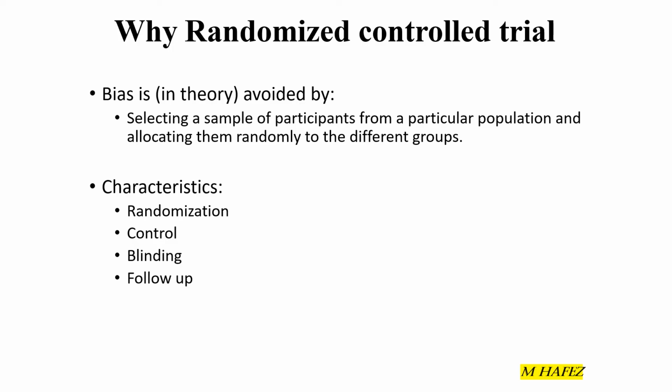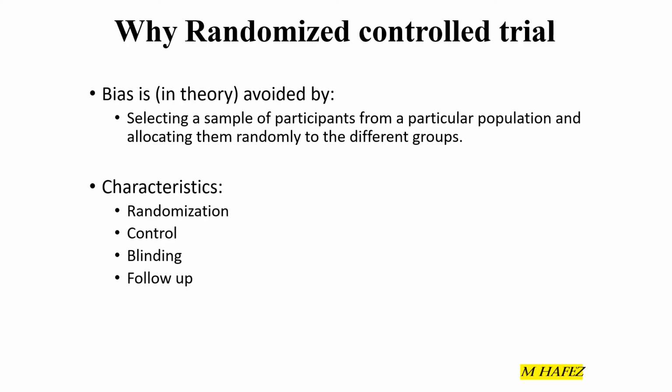And that's how bias is avoided, as we mentioned, by selecting a sample of participants from a particular population and allocating them randomly to the different groups. They are characteristics of RCT, and these are first is randomization, which we just described, and a control, which is in comparison with a standard treatment or a placebo, and then blinding.